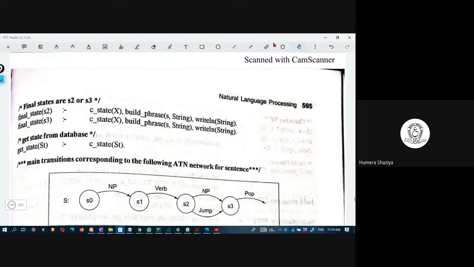Final state: when we reach a final state, it could be S2 or S3. If there is nothing more, S2 could be treated as the final state, but it has to jump to S3 to end it.